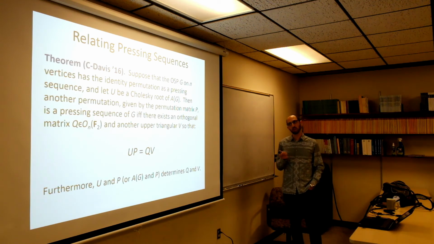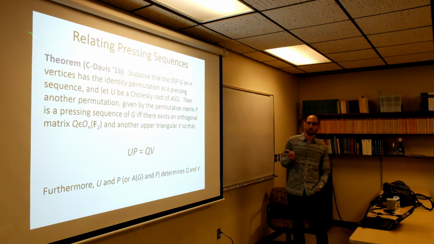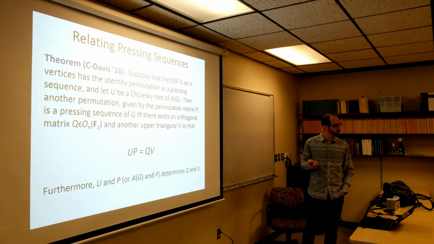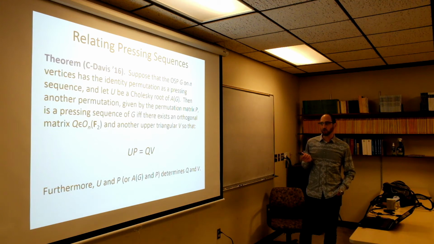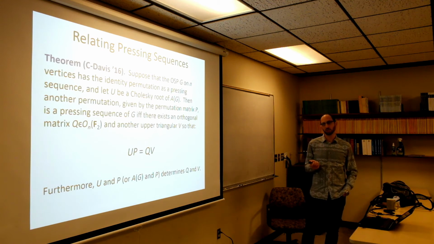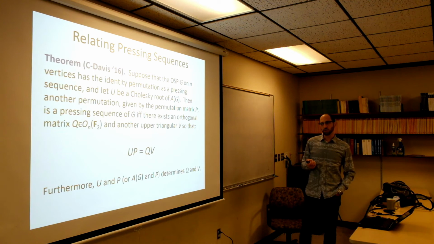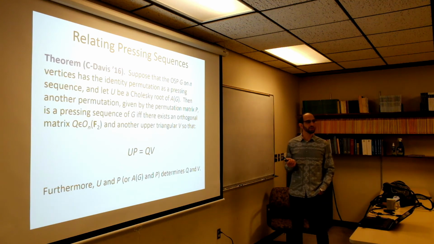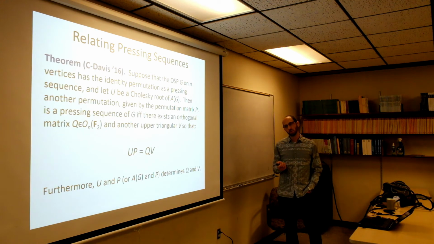And let U be this Cholesky root. It's kind of like a square root, but not quite. Let that be the Cholesky root that's guaranteed by the previous theorems of the adjacency matrix. Then another permutation, given by the permutation matrix P, is also a pressing sequence if and only if there's an orthogonal matrix Q. Now this is over F2, remember. There's an orthogonal matrix Q and another upper triangular matrix V, so that if you right multiply U, the Cholesky root, by P, then you get the orthogonal matrix left multiplied by the new upper triangular matrix V.